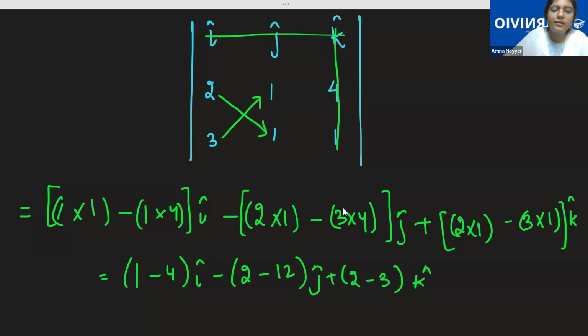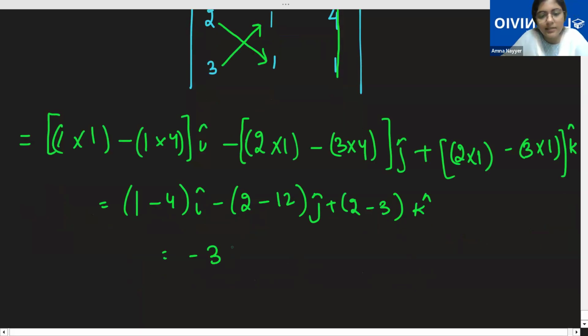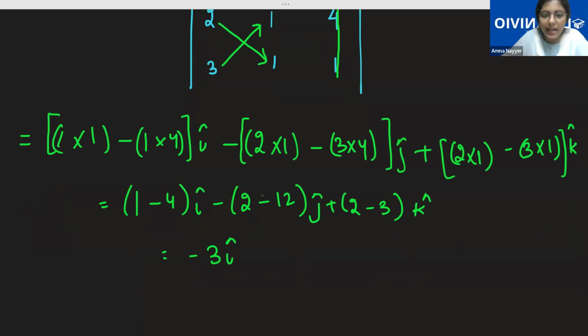So what do we get? Minus 3 I cap, 2 minus 12 is minus 10. Minus 10 minus becomes plus. So plus 10 j cap. 2 minus 3 is minus 1. So minus k cap. This is the resultant.